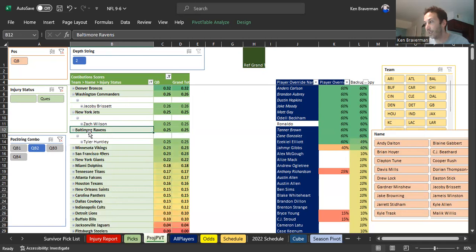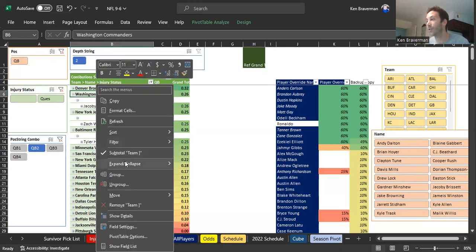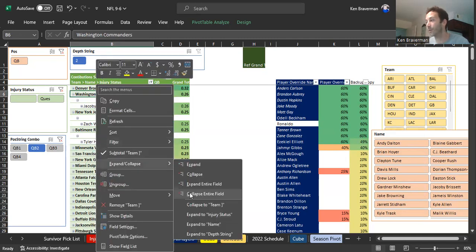Kirk Cousins and who on Minnesota? Kirk Cousins number 2. Nick Mullins and Cousins. Cousins and Mullins. Sounds like a band. Okay. So that's our QB2s. I'm happy with that. We're not doing much.